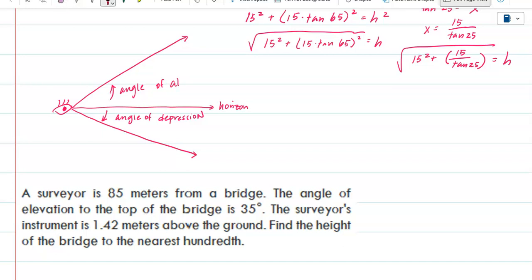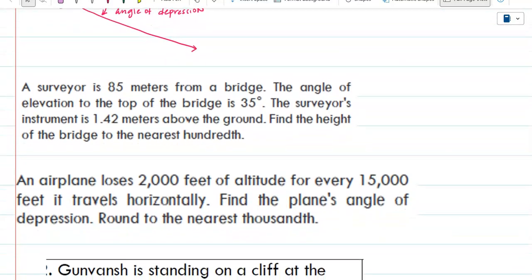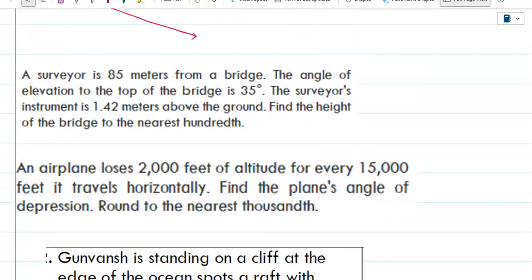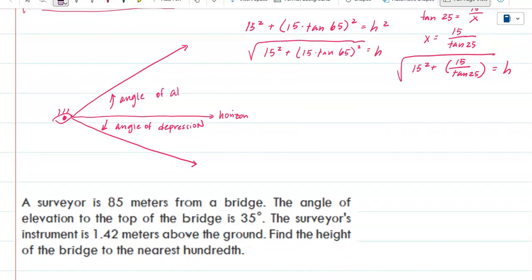How do you spell elevation? Oh gosh. I completely blanked out. Angle of depression, angle of elevation. Okay, starts with the E. Wow, Miss Alstrom.